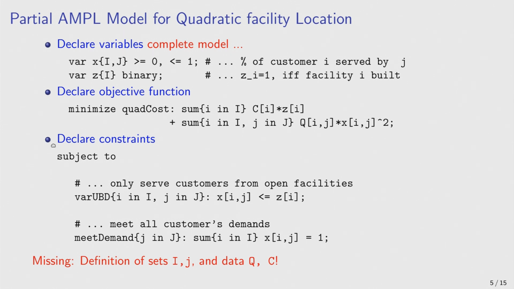That's what we like about modeling languages. And in fact, it's an incomplete description because I haven't told you what I, capital J, Q, and C are. So that also has to go into the model somewhere. But it's very intuitive to write these AMPL models.